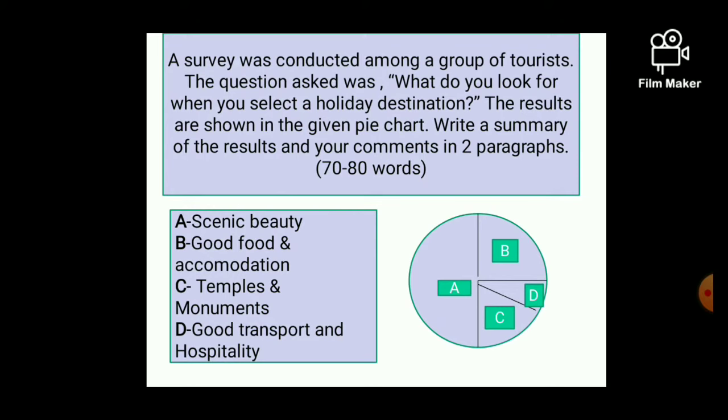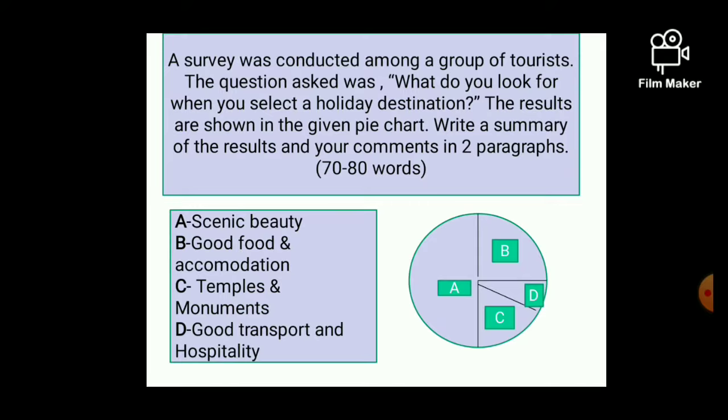A survey was conducted among a group of tourists. The question asked was, what do you look for when you select a holiday destination? The results are shown in the pie chart. Write a summary on the results and your comments in 2 paragraphs. So you work on this, try it out. I'll give you the answers in the next period. So you have it divided here. Scenic beauty, so obviously that's majority. Good food and accommodation is a quarter. Temples and monuments will be less than a quarter, and D is your minority, good transport and hospitality. So this is what the tourists have said, the best holiday destination.